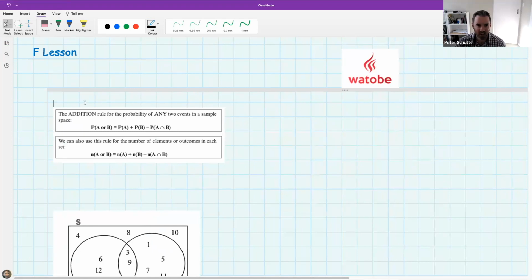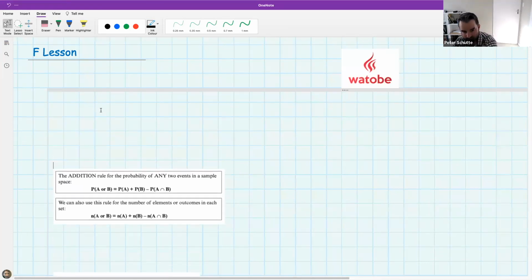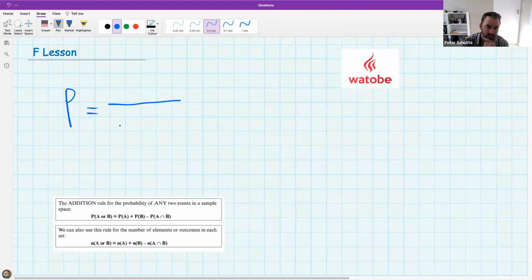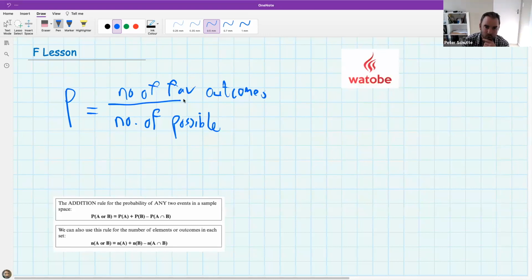Well, we're carrying on with probability. Last week we spoke about the most important formula in probability: whenever you have an uncertain question, you have a number of possible outcomes and a number of favorable outcomes. Give me a thumbs up if you remember this fundamental equation.